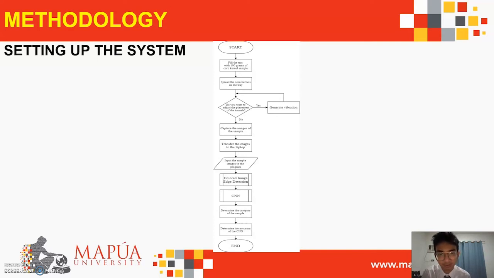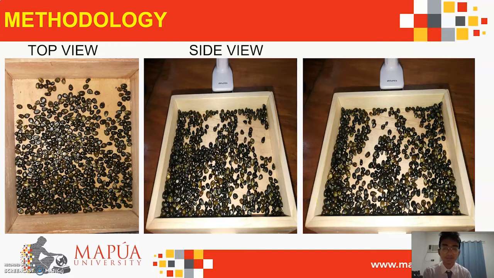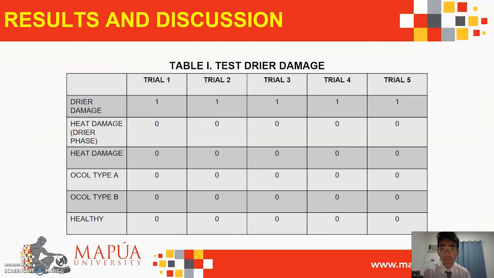The program will then process the color image edge detection, then the CNN, and determine the category of the sample. Finally, it will determine the accuracy of the CNN. Here is a sample of a top view and side view angle that was captured using the system. And here are the results and discussion.